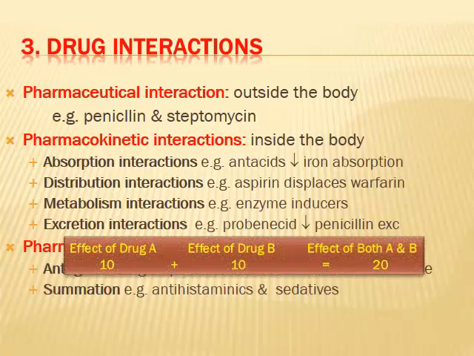1. Summation, that is, the net effect is equal to the sum of the individual effects of both drugs, e.g., if you give diazepam, which induces a sedative effect, and the patient receives an antihistaminic, which also induces a sedative effect, the net sedation is equal to the sum of the sedation induced by each drug.